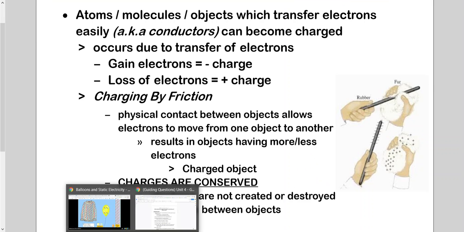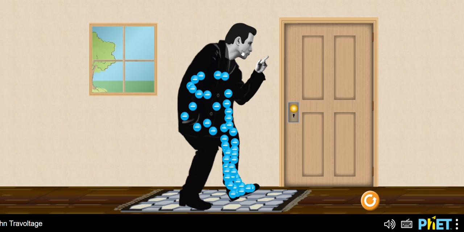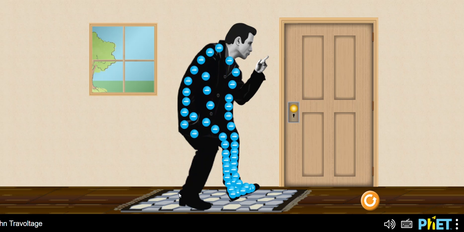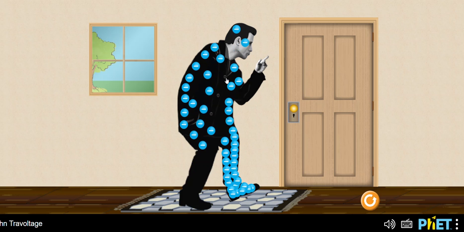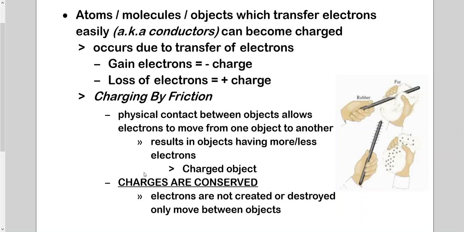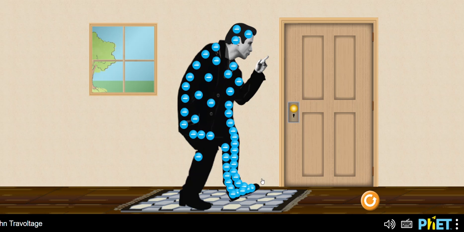I think this is something that we're familiar with when you rub your foot on the carpet, right? And so here's John Travoltage here. When you rub your foot on your carpet, that rubbing together is causing electrons from the carpet to accumulate in you, which ultimately gives you an electric charge. An important thing to know is that charges are conserved, right? Electrons can't be created or destroyed. They're simply moving between objects. And so the electrons from the carpet are now in John Travoltage here, but they are still there. We haven't destroyed or created any electrons in this process.